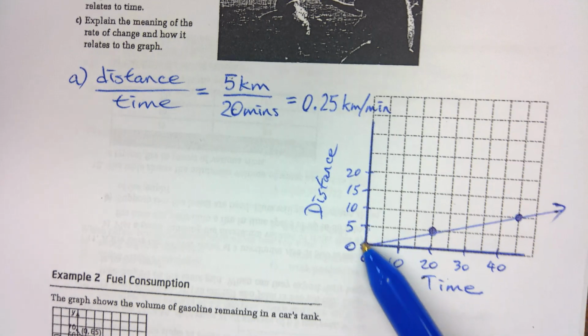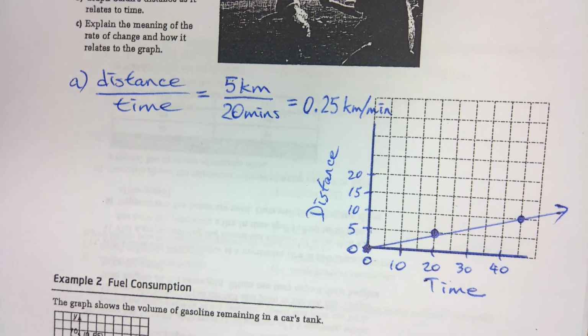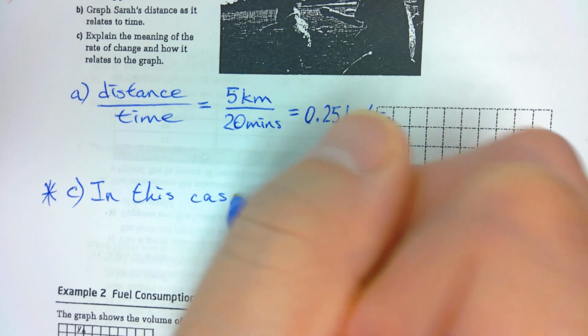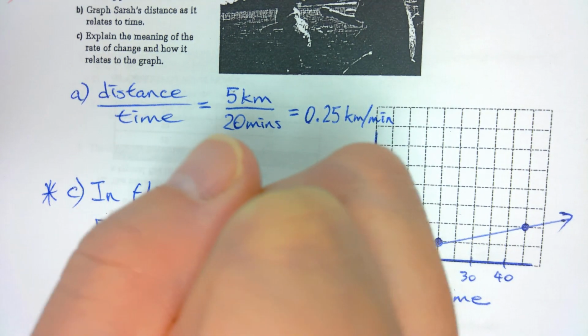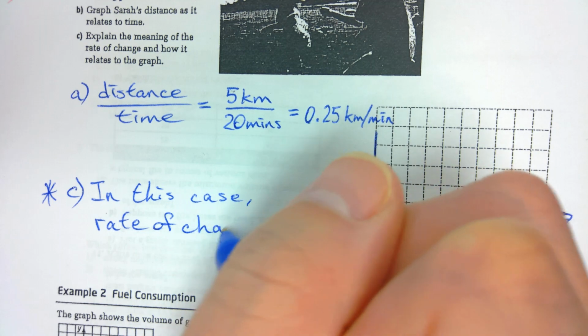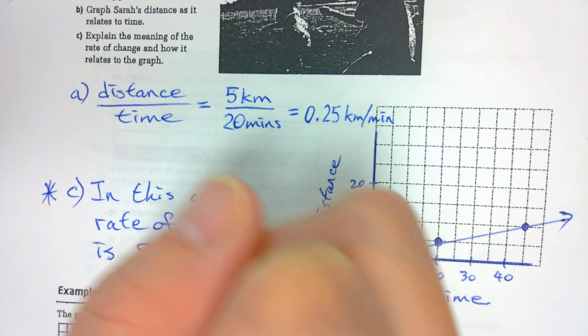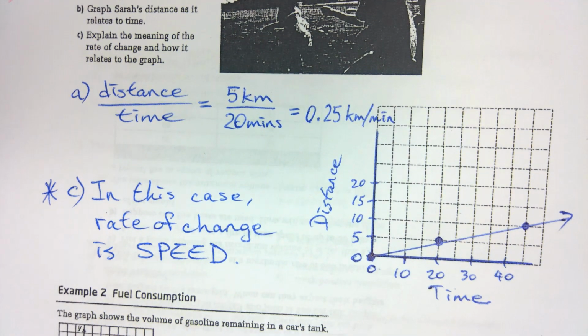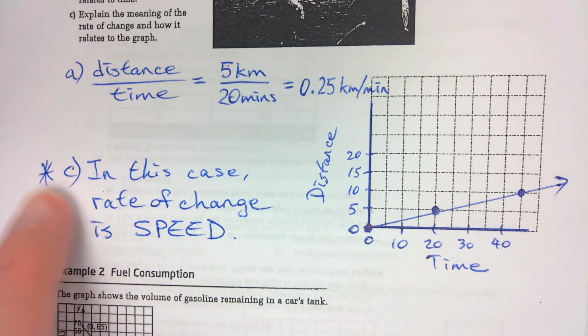Okay, and so what is my rate of change representing right here? What's another word for rate of change here? Yeah, speed. Excellent. This is another key point. In this case, rate of change is speed. They like asking this question on EQAO, so that's why I put a star.